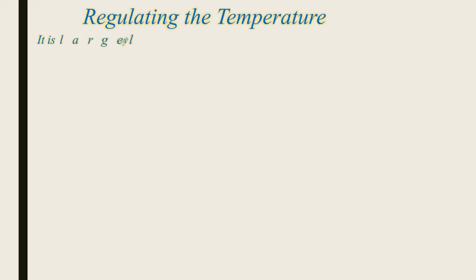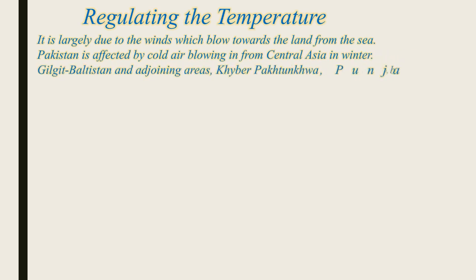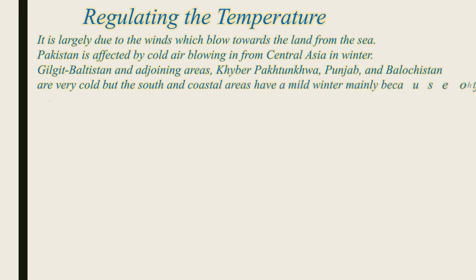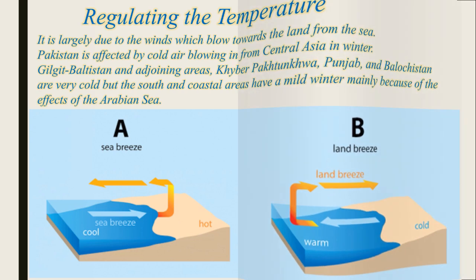Regulating the temperature. It is largely due to the winds which blow towards the land from the sea. Pakistan is affected by cold air blowing in from Central Asia in winter. Gilgit-Baltistan and adjoining areas, Khyber Pakhtunkhwa, Punjab and Balochistan are very cold, but the south and coastal areas have a mild winter, mainly because of the effects of the Arabian Sea.